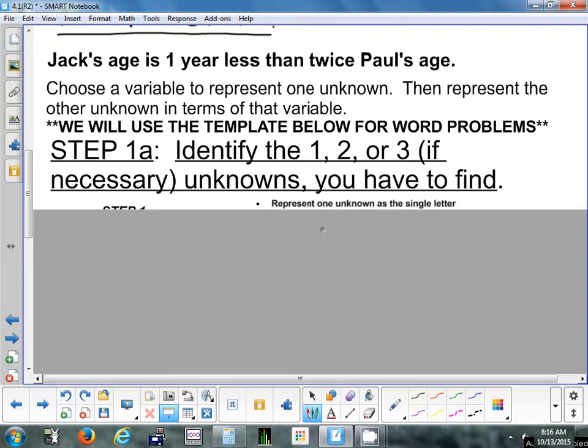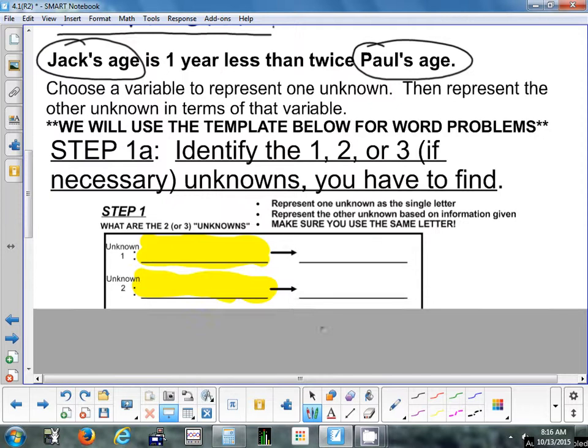All right, so step one. One of these two things, either this one or this one, is going to be represented by a single letter. Just a letter by itself. No plus anything, no minus anything, not times anything, just a single letter. So guys, for this one, we're going to come down. We have our template.